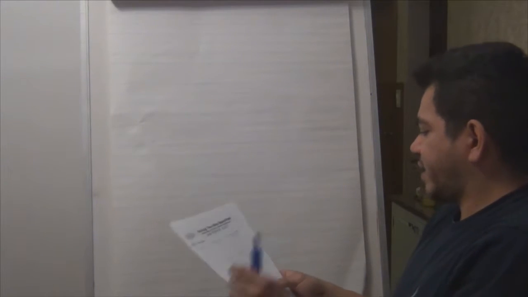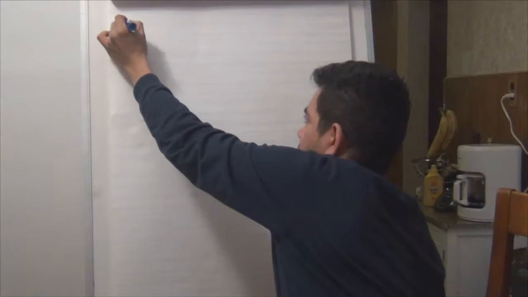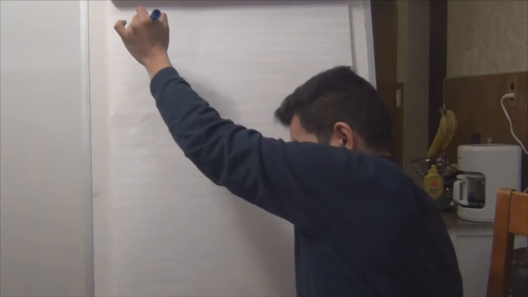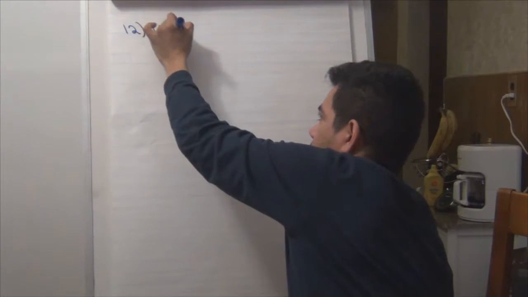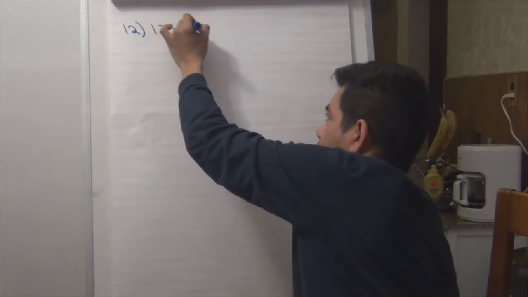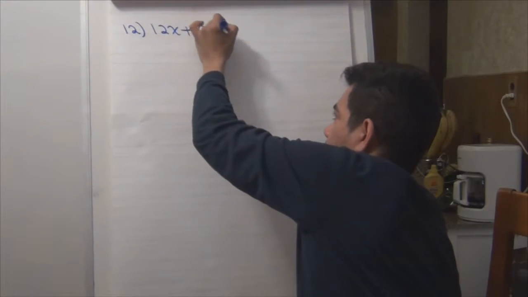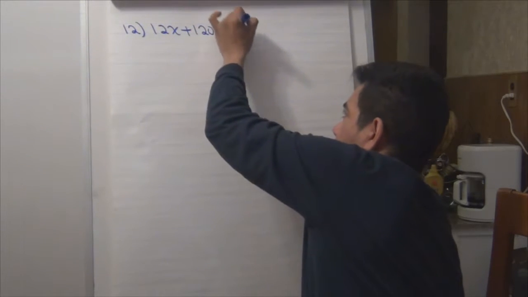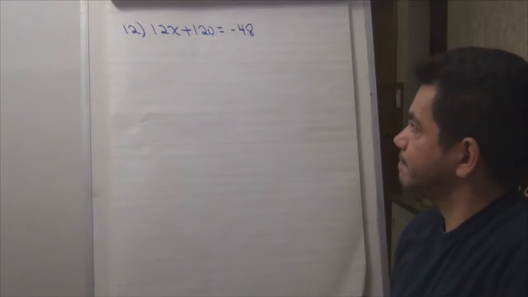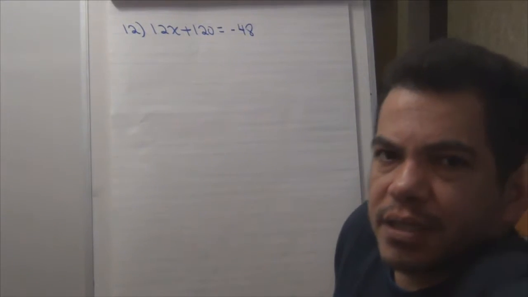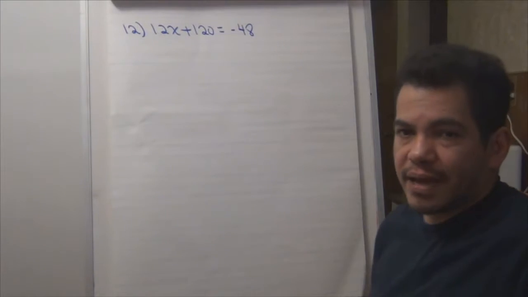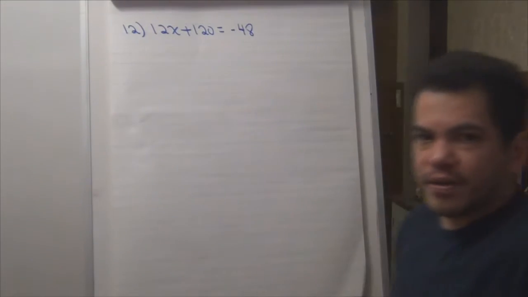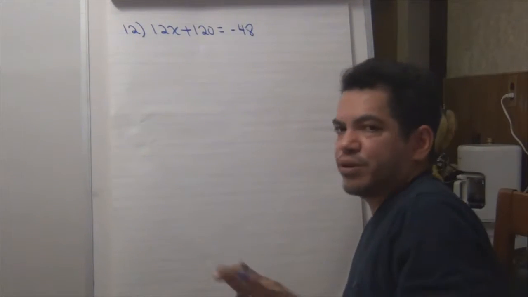Okay, 12x plus 120 equals negative 48. So this is equation number 12, and we have 12x plus 120 equals negative 48. I hope you can see it. Can I zoom in? Nah, I cannot zoom in. Actually, I can, but then my face is going to be too big. Nah, I'm good.